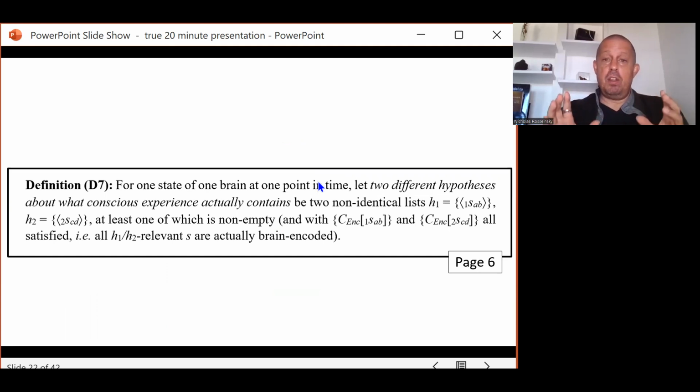So the first thing we do with these angle bracket symbols is in D7 here to define H1 and H2 as two competing hypotheses for contents of conscious experience in an experiment, as two different angle brackets lists. There must be some competition or uncertainty about the contents of conscious experience, otherwise we wouldn't need to collect report data. Essentially, the meter of report must be arbitrating between two hypotheses, H1 and H2, in the paper.